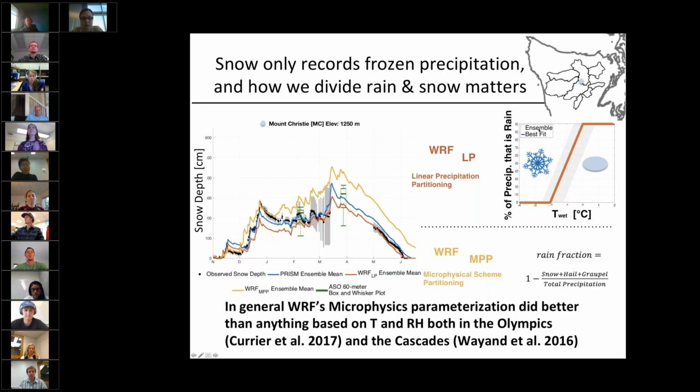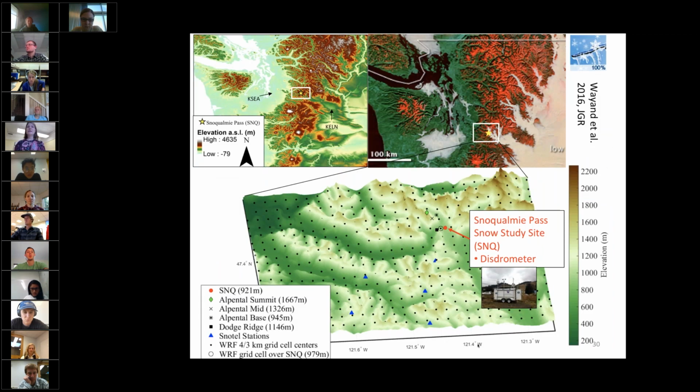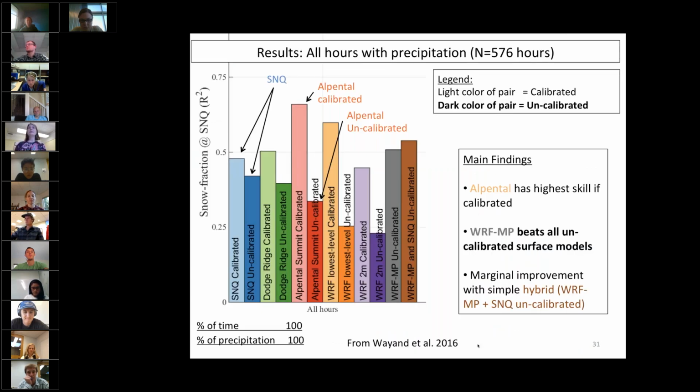So this is just a picture from a paper by William Currier. We were looking at the Olympics. There's also a paper by Nick Land in the Cascades. In both cases, where we had just tons of wintry mixed precipitation, using WRF's microphysics scheme, which actually tracks your amount of frozen versus liquid particles falling through the atmosphere, gave a better partitioning of rain versus snow than anything we could do based on temperature or relative humidity. So that's a recommendation. This is just details of the Snoqualmie Pass site, which I'm going to skip.